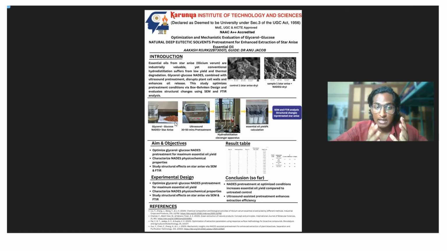So first we make this sample, that is the solvent. We do it by mixing glycerol and glucose in a beaker and putting it on a magnetic stirrer in a 1:1 ratio, and when it reaches the optimum temperature, it starts to melt and bond together. After it bonds, we put a certain amount of water in the beaker and then add the star anise from which we have to extract the essential oil. I'll start with the methodology right now.